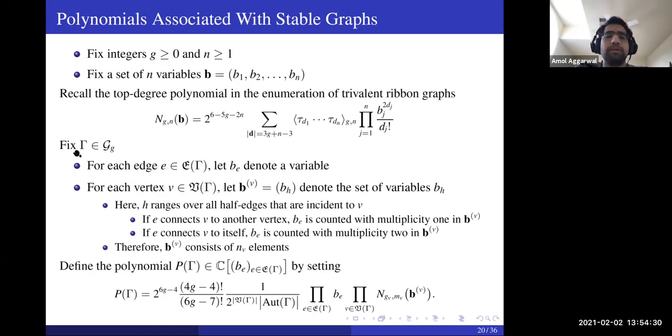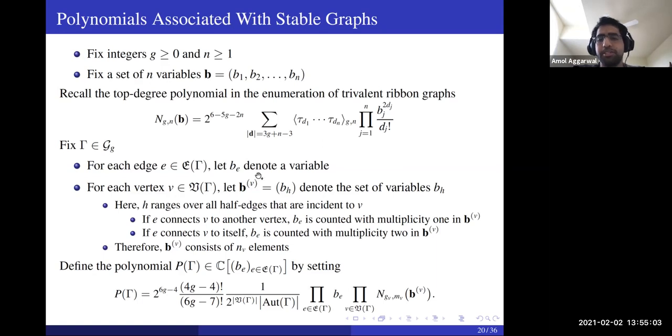So I'll fix some gamma, that's going to be a stable graph. And for each edge in the stable graph, I'll let B_E denote a variable. So associated with each edge in the stable graph is a variable, and associated with each vertex is a collection of variables. I've described here what this variable set is exactly. It's more the structure of the formula that I'm interested in for now, and not the formula itself, and not the details.